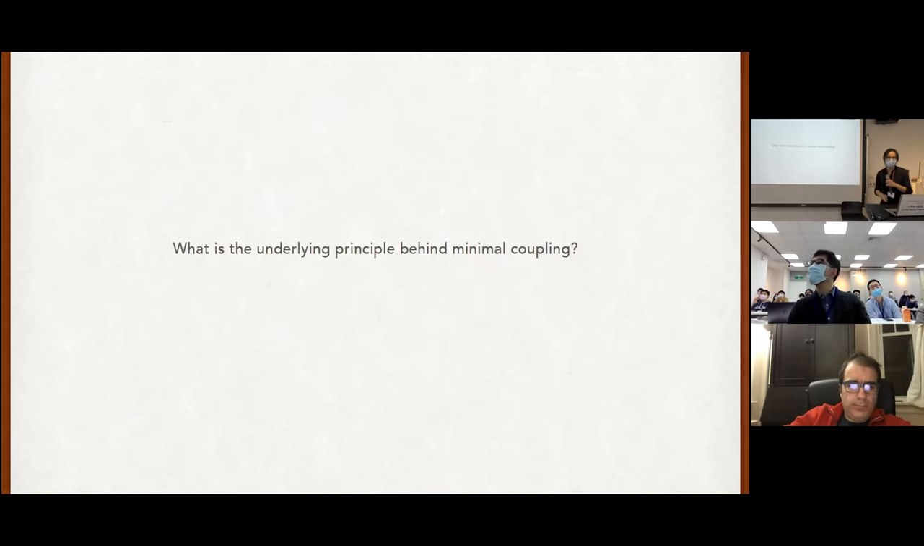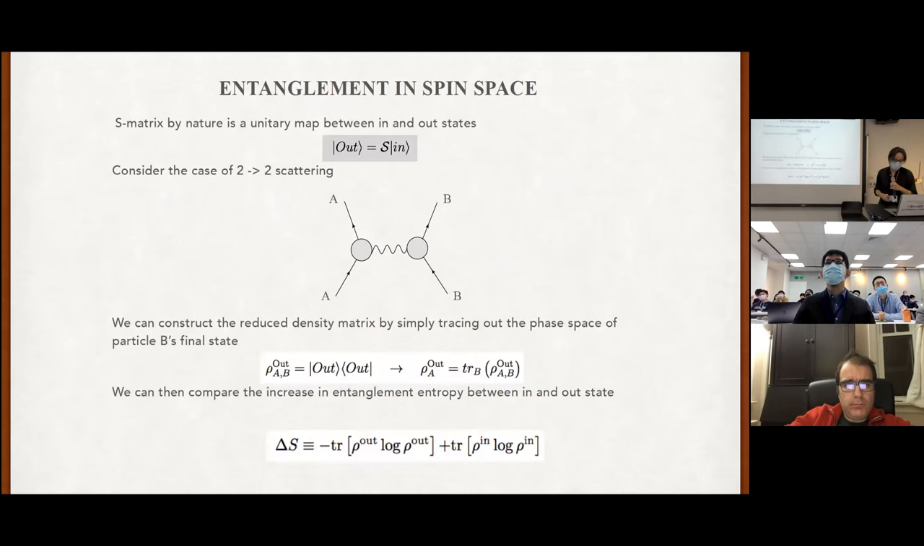Good. So I hope I presented enough evidence to persuade you that this minimal coupling is describing these black hole solutions. Now we ask the question: what is actually the underlying principle sitting behind this minimal coupling? Can we actually find a new principle? To answer this, we were motivated by various reasons to look at entanglement.